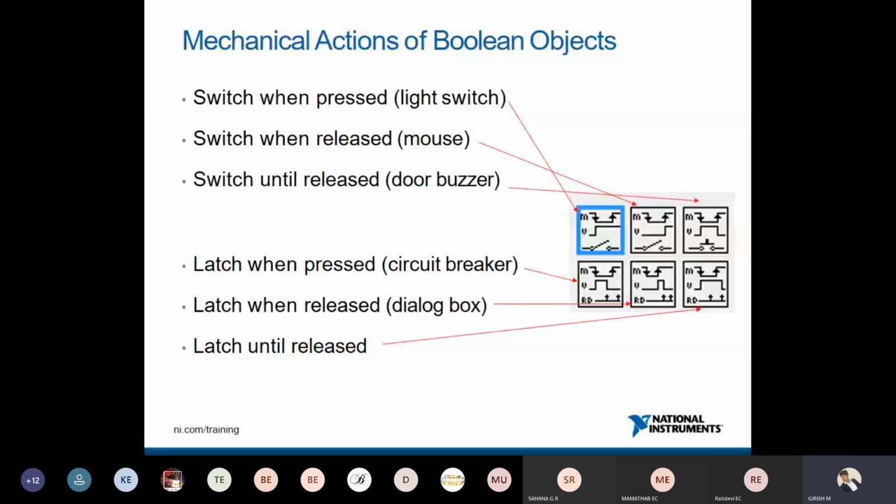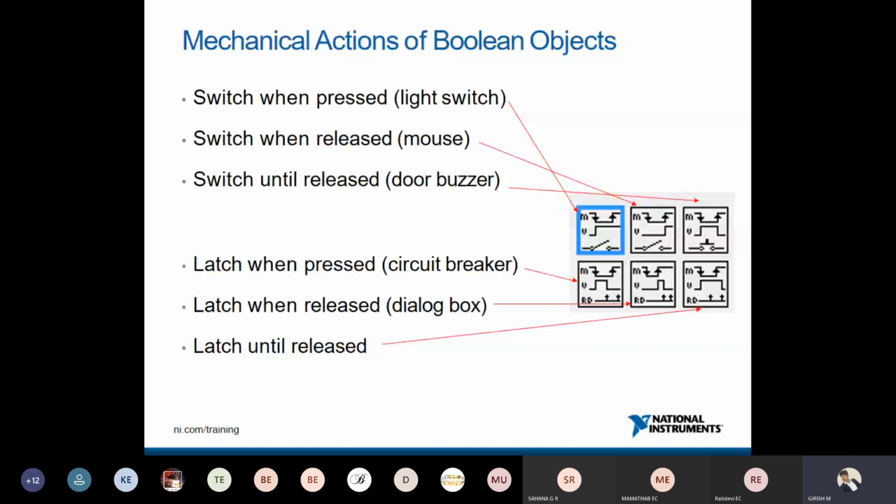Switch when released, like a mouse. With the mouse OK button, you know that once you click on it, the function will be selected, and once you release it, the mouse function will work, right? So that's a kind of switch until release. Door buzzer is the best example.